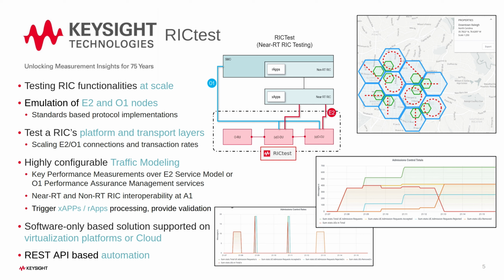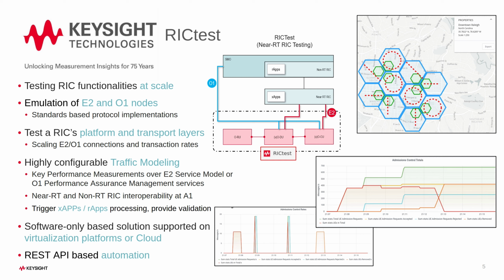Keysight's RICtest software is designed to test the near real-time RIC and xApps and rApps by emulating the E2 and O1 interfaces of RAN nodes, such as O-DUs, O-CUs, or gNodeBs, using ORAN standards-based implementations. RICtest tests both platform and transport aspects of the RIC at scale. It also provides a very configurable traffic model and provides access to key performance measurements over the E2 interface via service models and also on the O1. And this allows users to test and validate both xApps and rApps in addition to the RIC.